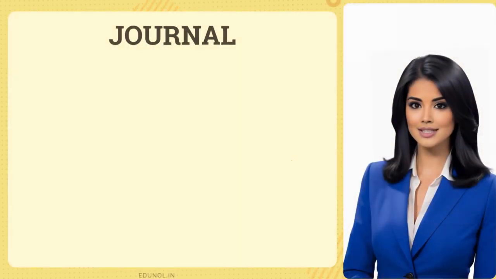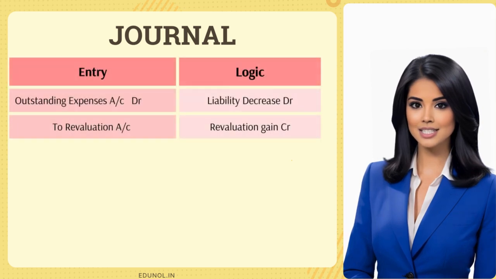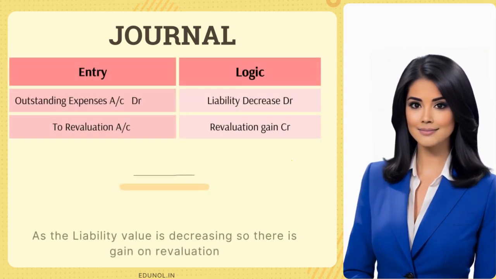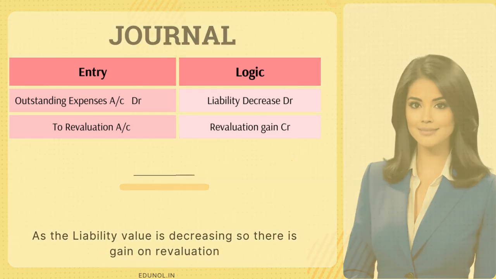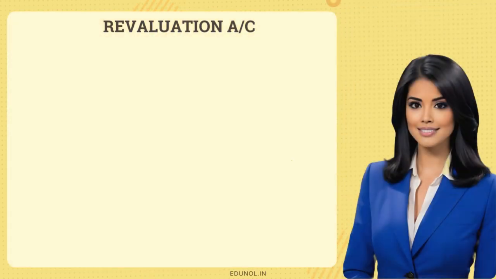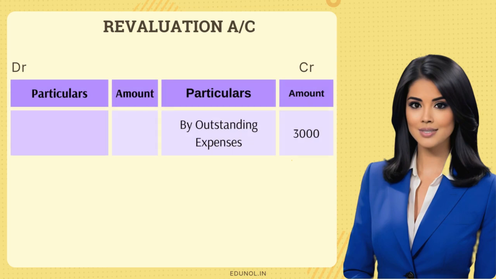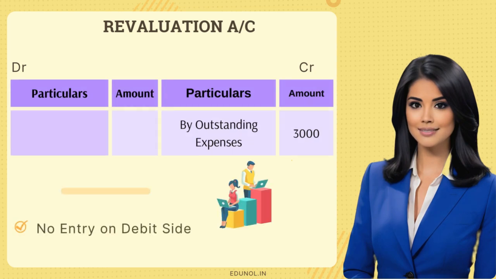Next we come to journal entry. Outstanding expenses is a liability which is decreasing, so it gets debited. In case of decrease in liabilities we have a profit, so revaluation account gets credited. Next we will discuss how this will be shown in revaluation account. Since there is a profit, so it will be shown on credit side of revaluation account.